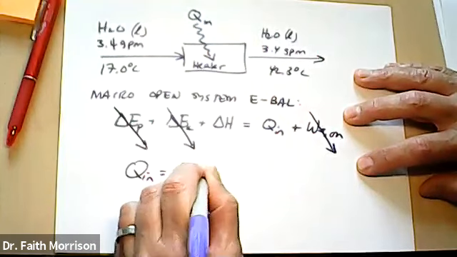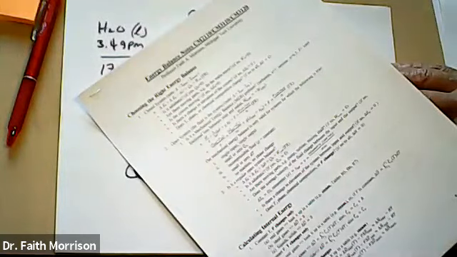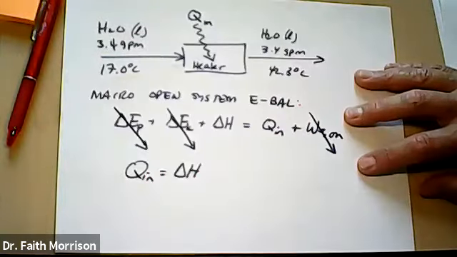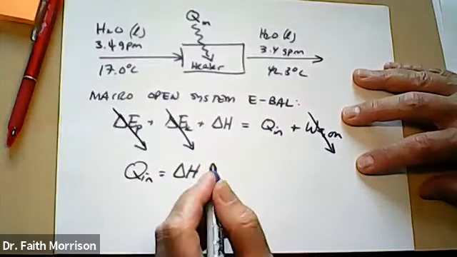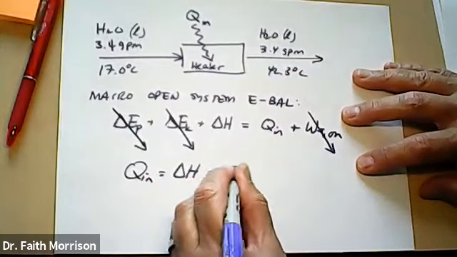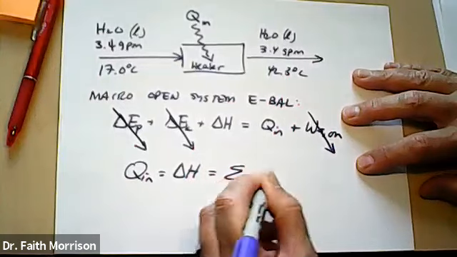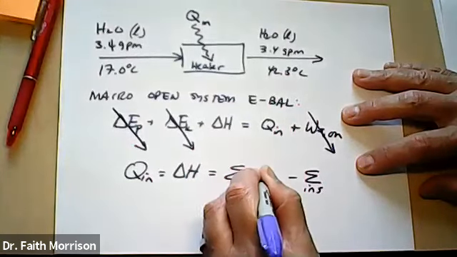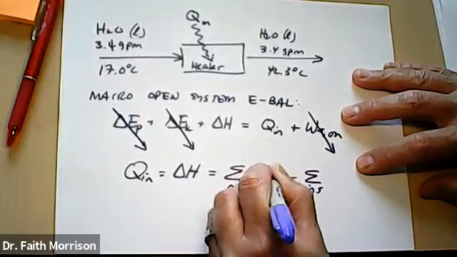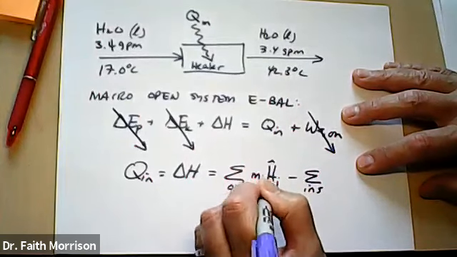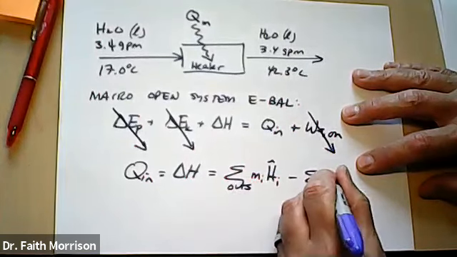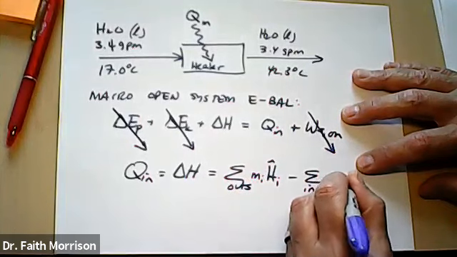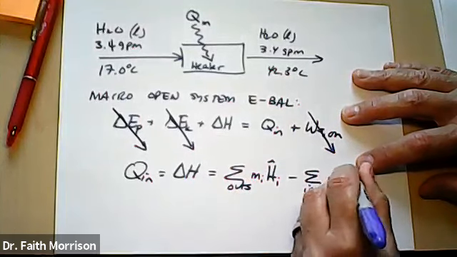And then we have to go back, and it's on the summary sheet, or you can go back to the reference that you used when you learned about open system balances. This is equal to the sum of the outs minus the sum of the ins of m sub i, h sub i. So this is the specific enthalpy and the mass flow rate, m sub j, h sub j.